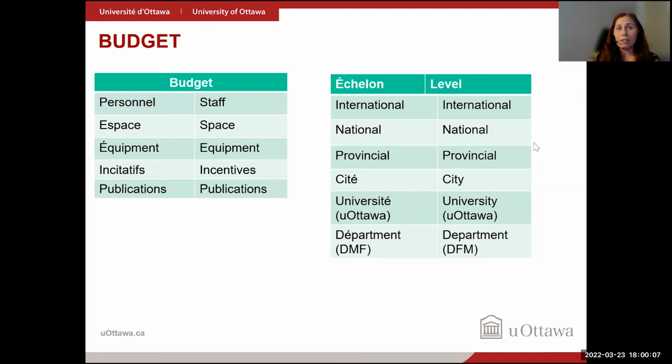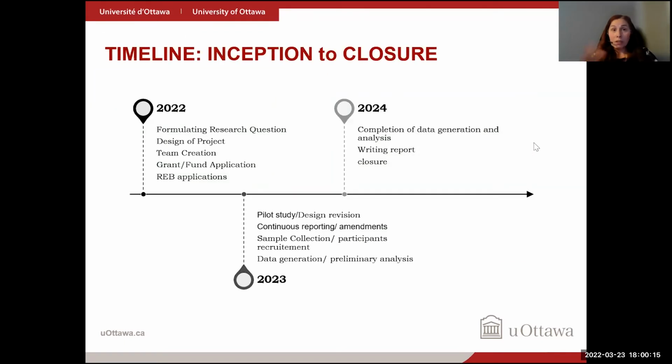And I will cover this at the end of the presentation, and I'm assuming you're going to have a copy of this presentation sent to you later on. So we've done this. This is a typical timeline from inception to closure for any project generally. You know, you start by formulating the question, you design the project, you create the team, you do the application for funds, you've done the REB exemption or approval.